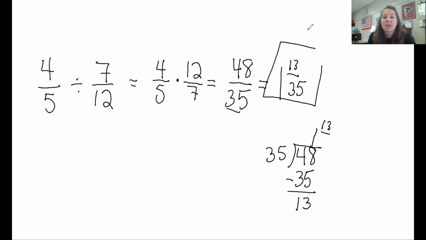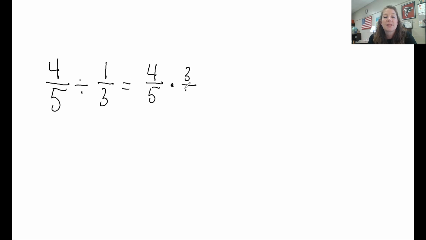All right, let's look at another one, and then I want you guys to try a couple by yourselves. All right, so let's do 4/5 divided by 1/3. So we're going to keep it, change it, flip it. Can we simplify up and down or diagonally? Nope. So we're going to multiply straight across.